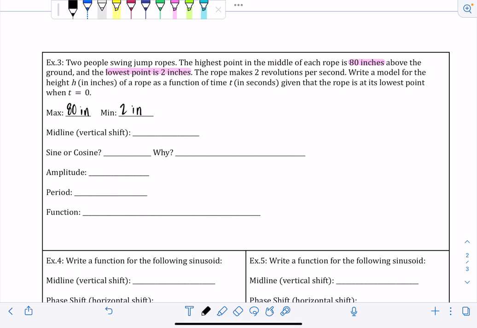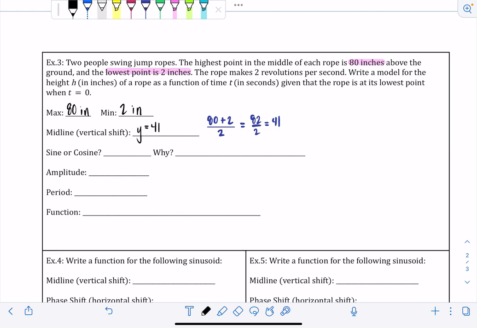And then the midline. So the midline has to be the halfway point between the max and the min. Not necessarily the max and the ground, so it's not going to be 40, but halfway between the highest point and the lowest point would be the midline. So if we want to find the halfway point between 80 and 2, we can do 80 plus 2 divided by 2. We're just finding the average of those two. So 80 plus 2, 82 over 2, and then that simplifies down to 41. So our midline would be y equals 41. Just that horizontal line that cuts the graph in half.